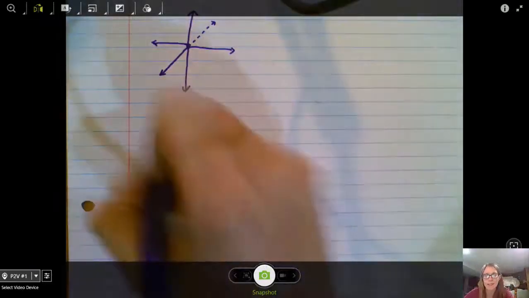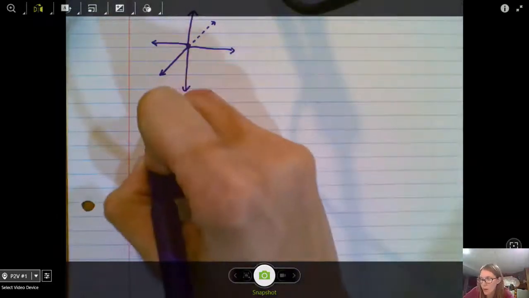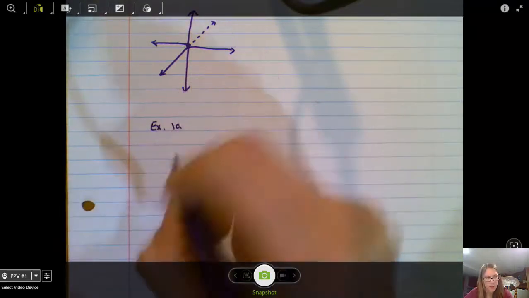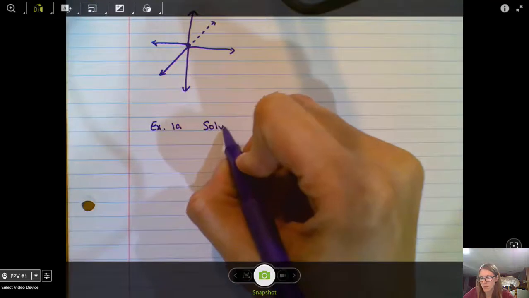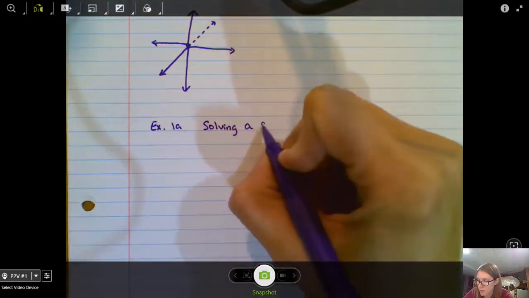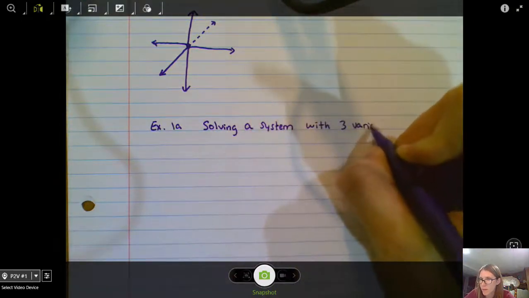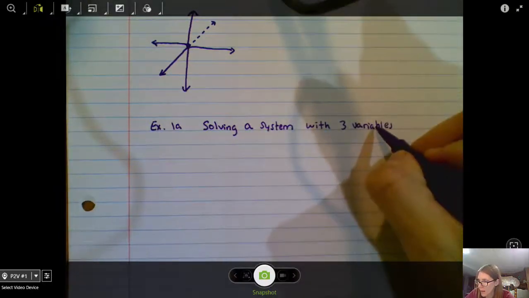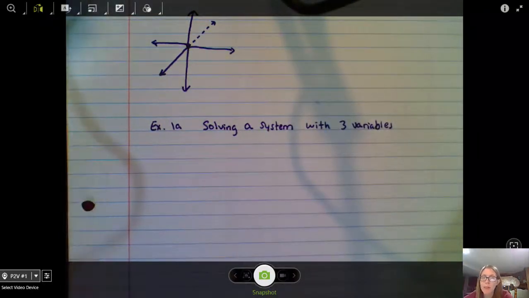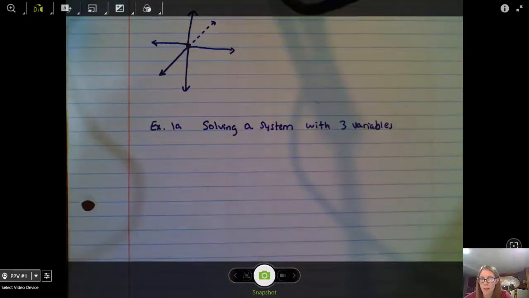Okay, let's solve a system of equations with three variables. So we're just going to do one example here, example 1a. Solving a system with three variables. When we solve a system with three variables, we could use substitution, similar to the way we could use substitution when we had just a normal linear system with two variables. But elimination tends to work a little bit better, especially in all cases. So that's what we're going to focus on here.